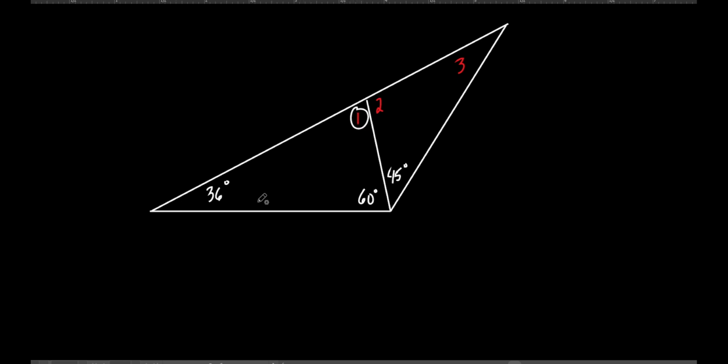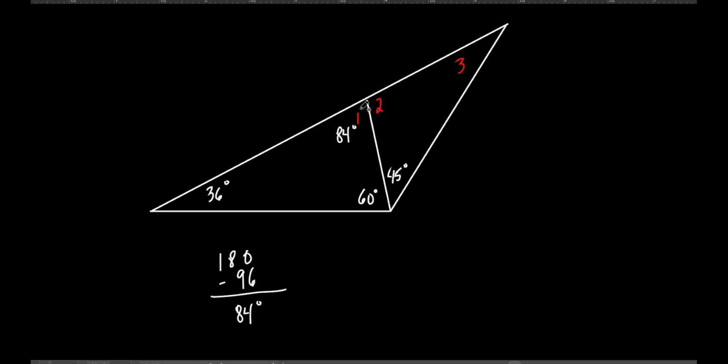Okay. So look what I got. I got two angles that I know. So I can always find the third angle, correct? So I could add these up. What's 60 and 36? 96. And what do I do with that to find angle one? Take it away from 180. All right. And that's what, 84, you said? Okay. So angle one is 84 degrees.